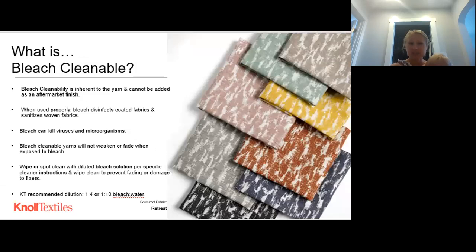And now on to bleach cleanable. What is bleach cleanable? Bleach cleanability starts with the yarn, the material the fabric is made of. Polyester, acrylic, and nylon, which are all man-made yarns, are bleach cleanable. Natural yarns are not bleach cleanable. The yarns will degrade and the color will fade. Think of your favorite cotton t-shirt ruined by bleach stains.